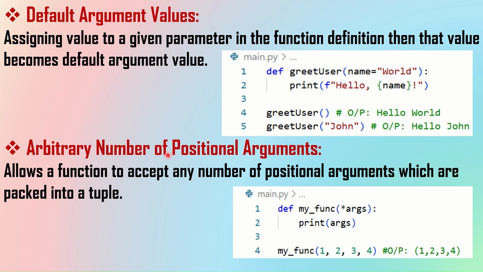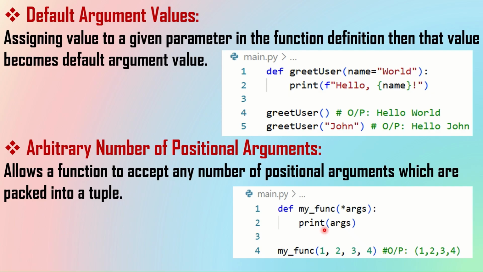Now let's see arbitrary number of positional arguments. Suppose you want to pass n number of positional arguments to the function definition while making a function call; then we can call those arbitrary number of positional arguments. These arbitrary positional arguments allow the function to accept any number of positional arguments while making a function call, and they are packed into a tuple.